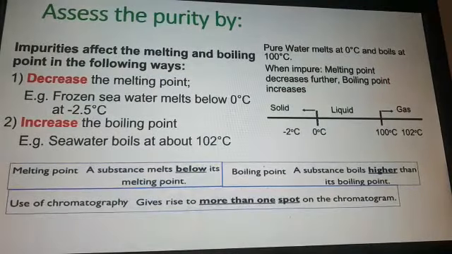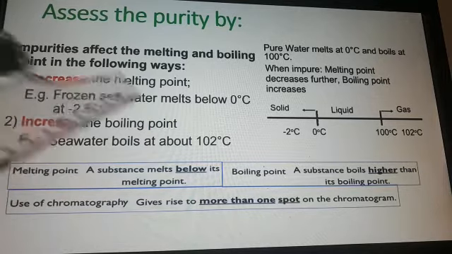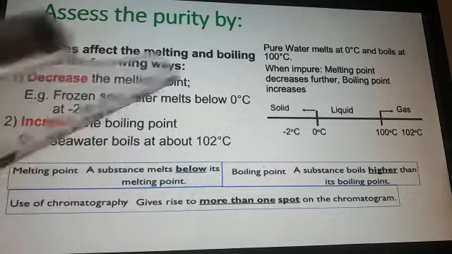Next one, assess the purity. Before, we said we use some physical properties to identify whether substances are pure or not. Impurities affect the melting and boiling point in the following ways. See, the melting point decreases when the substance is impure. And what happens to the boiling point? If the substance is impure, the boiling point increases. So this is an example.